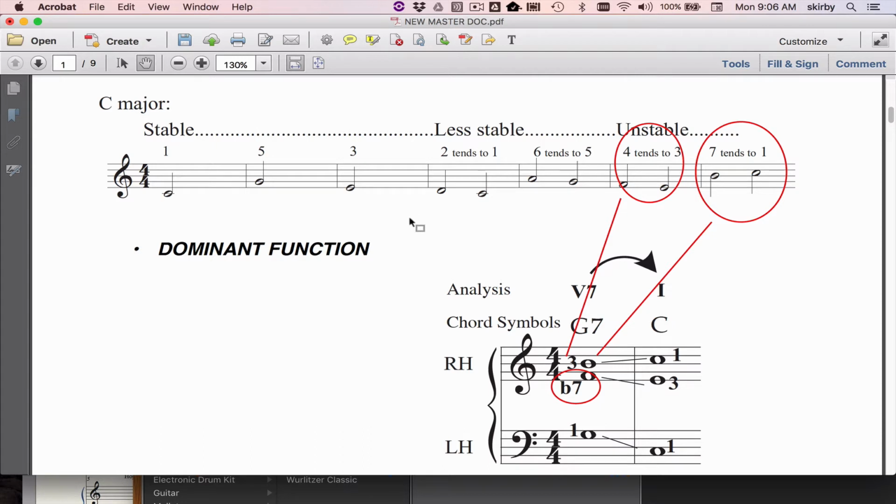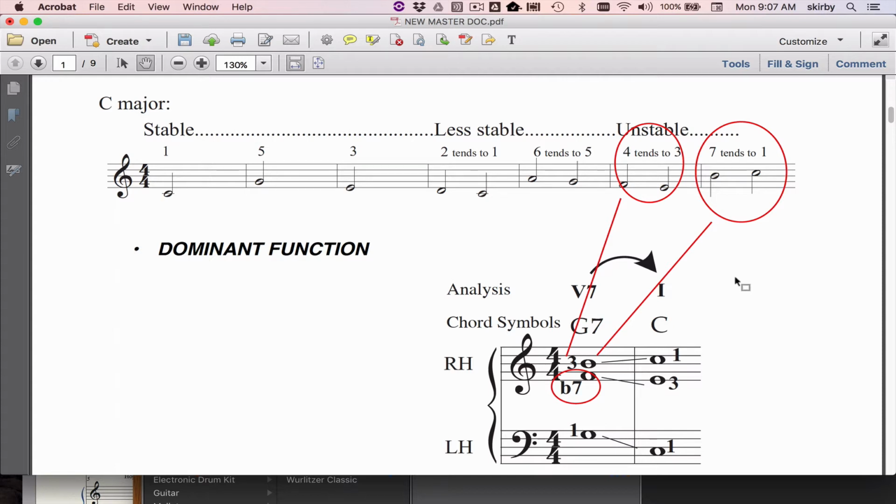The less stable notes are 2, which wants to go to 1, and 6, which generally tends to want to go down to 5. Of course, sometimes it will go up, but it basically wants to work its way to a stable tone. That category of notes are less stable, and they are a whole step away from a nearby stable tone. This last category, though, is the one that we want to focus on for dominant function. These notes are a half step away from a chord tone. So 4 really, really wants to go down to 3.